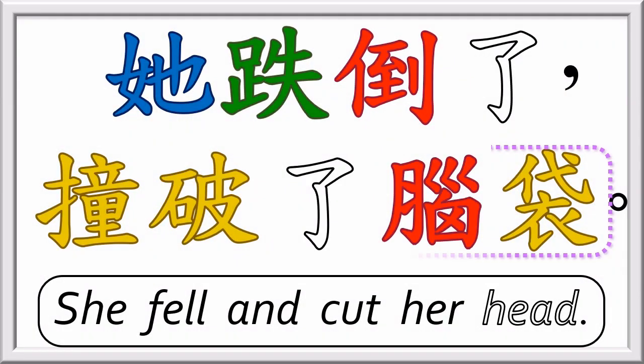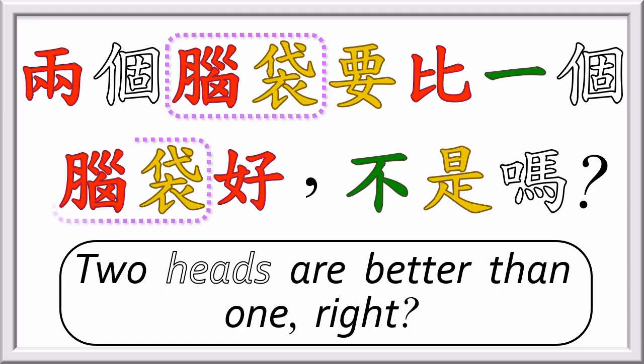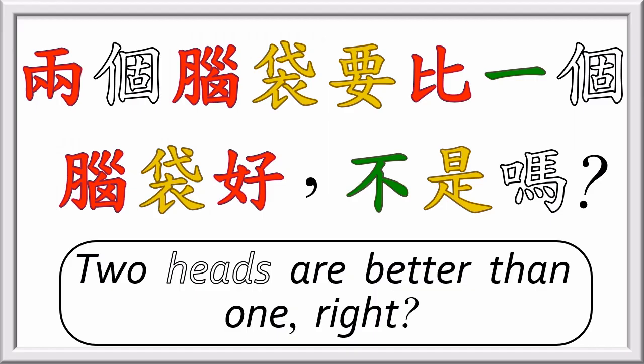A colloquial way to say a person's head is 脑袋, literally a brain bag, which sounds very inelegant in English, but not in Chinese. 她跌倒了，撞破了脑袋. She fell and cut her head. 2个脑袋要比1个脑袋好，不是吗? 2 heads are better than 1, right?